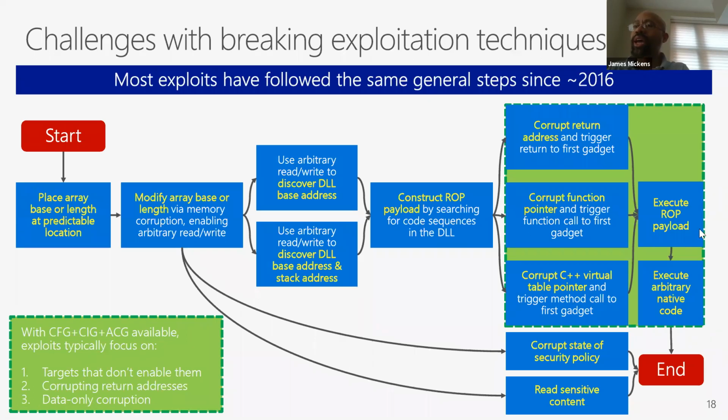And then once you have the ROP payload, you can do a bunch of different stuff. You can corrupt the return address to trigger the return of the first gadget. You can corrupt a function pointer to trigger a function call to the first gadget. You can corrupt C++ vtable pointers to trigger method calls to the first gadget. All these things lead to executing the ROP payload, and now you're executing arbitrary native code, and now you're at the end, right? So hopefully you can see that over the past 2 days, we've covered a lot of the steps in these types of attacks. If you understood how this stuff works, you're well situated to do deep dives on some aspect of this flowchart that you find particularly interesting.